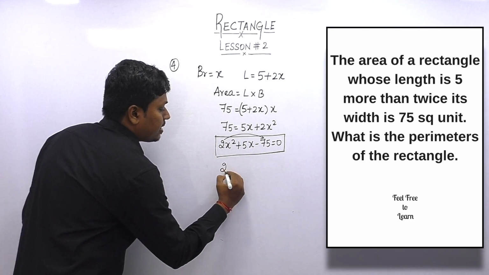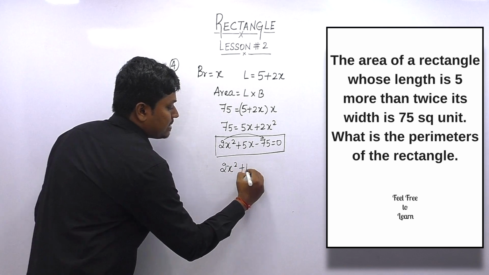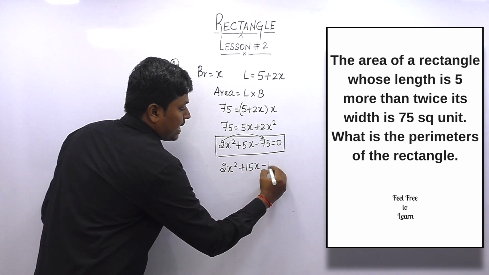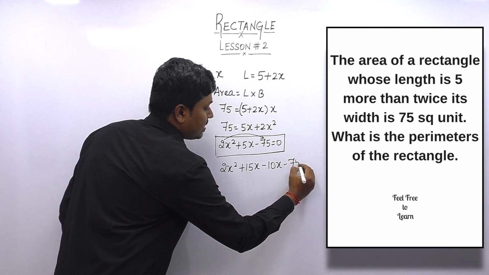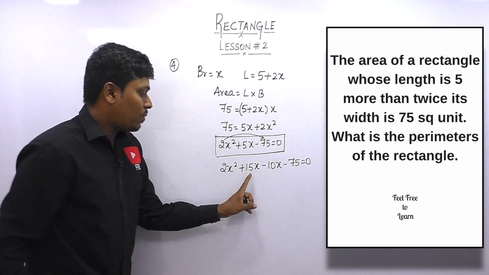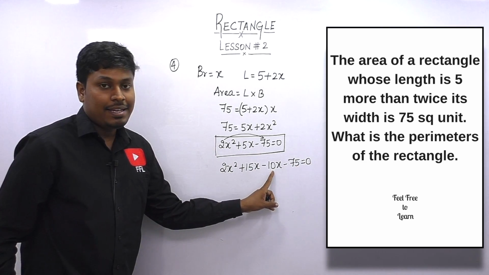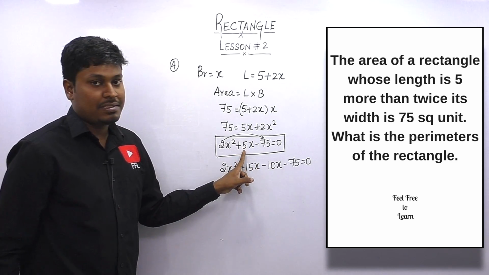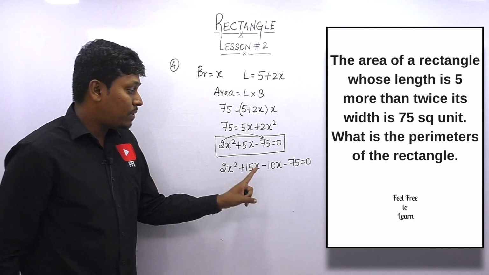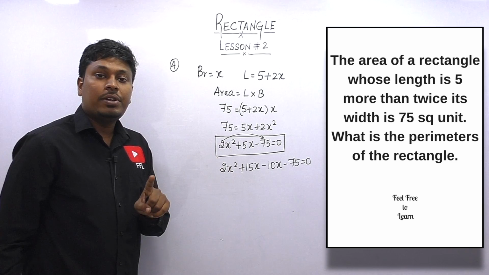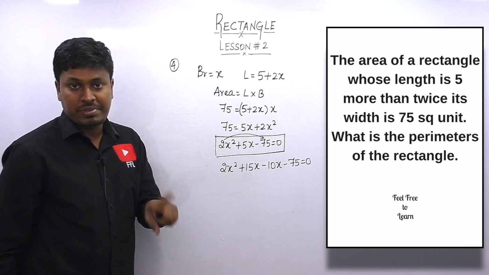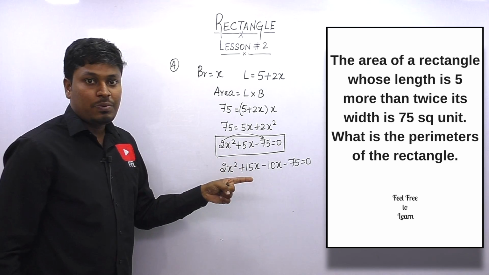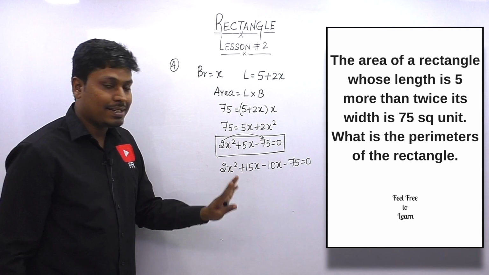So this can be written as 2x square plus 15x minus 10x minus 75 is equal to 0. Once you multiply 15 and minus 10, it will be minus 150. Once you add both the numbers, the resultant will be plus 5. If you can't understand this, don't forget to watch the equation video on my YouTube channel, right? I think equation lesson 1 and lesson 2 is more than enough to understand this concept.